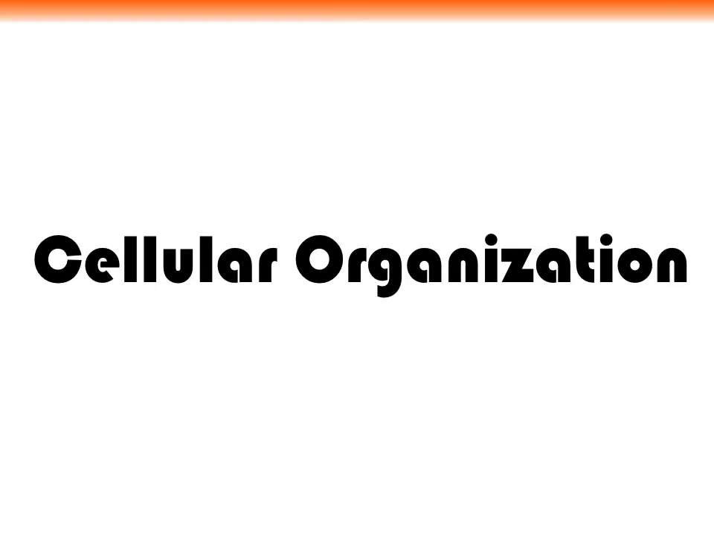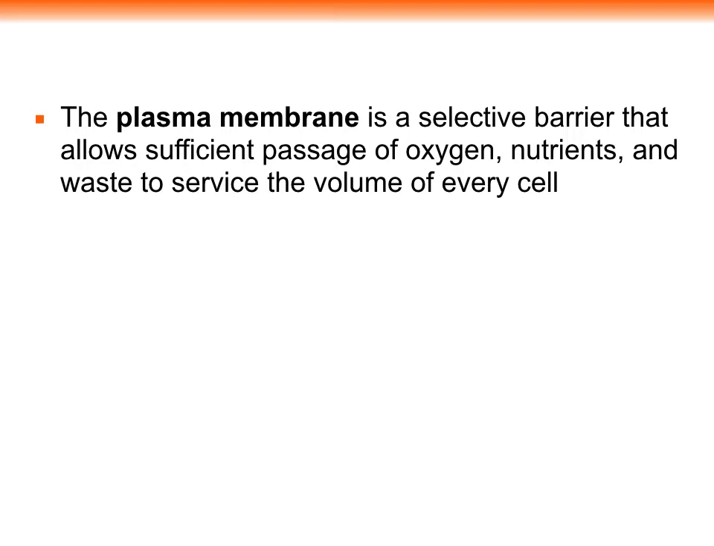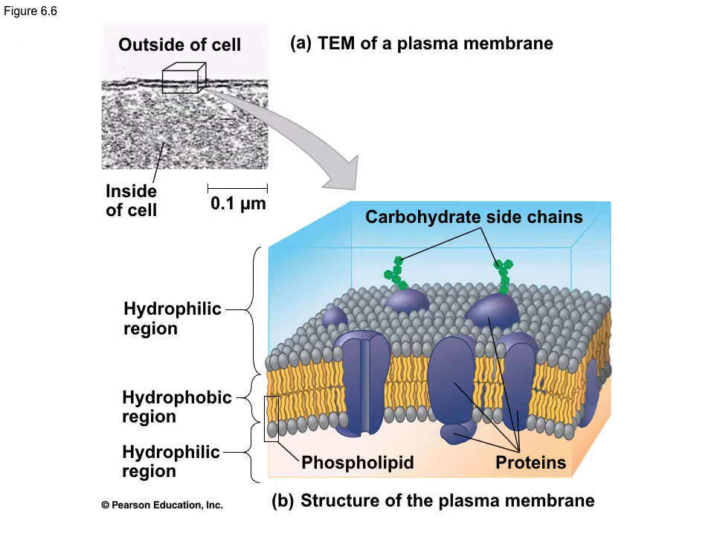This is the basics of cellular organization. All animal cells are lined with a plasma membrane, which is a selective barrier that allows sufficient passage of nutrients and molecules in and out to sustain life.